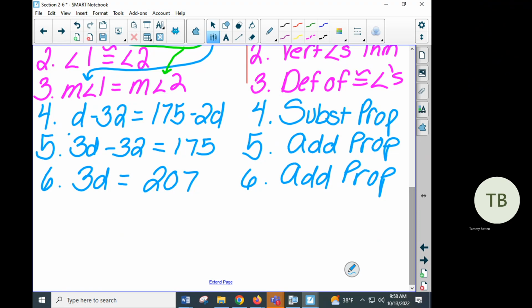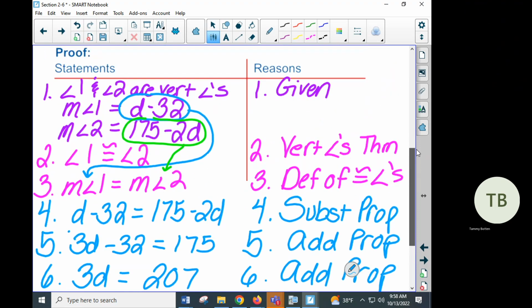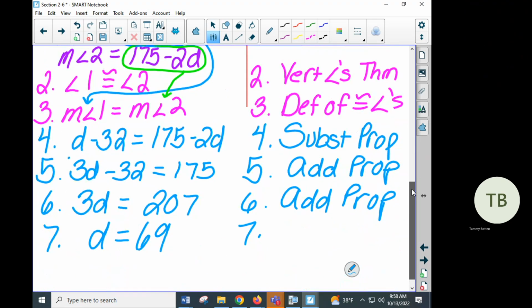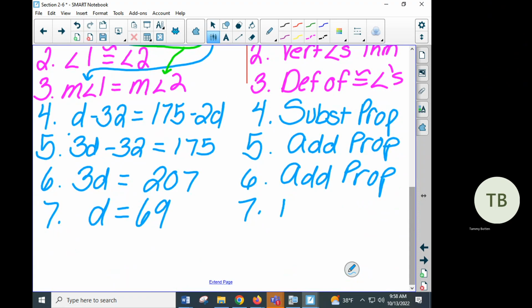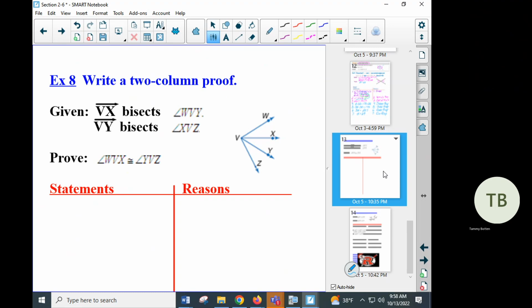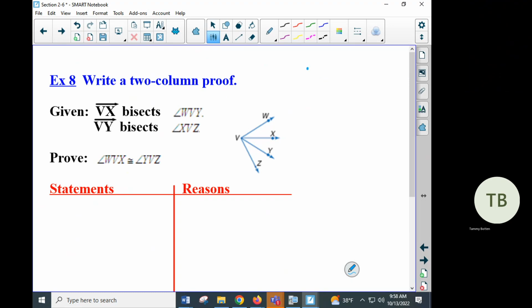And then what I would do is divide by 3. And then I would get what I am supposed to be looking up here. And I divided by 3, so that is the division property. So that one's kind of a combination geometry algebra proof. So we have 2 more proofs.